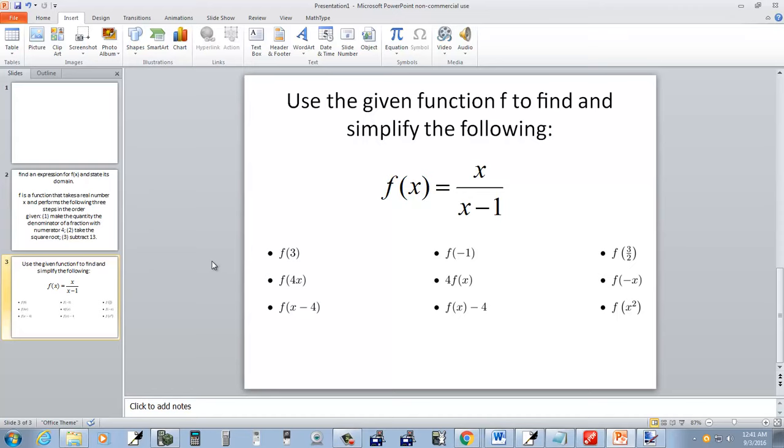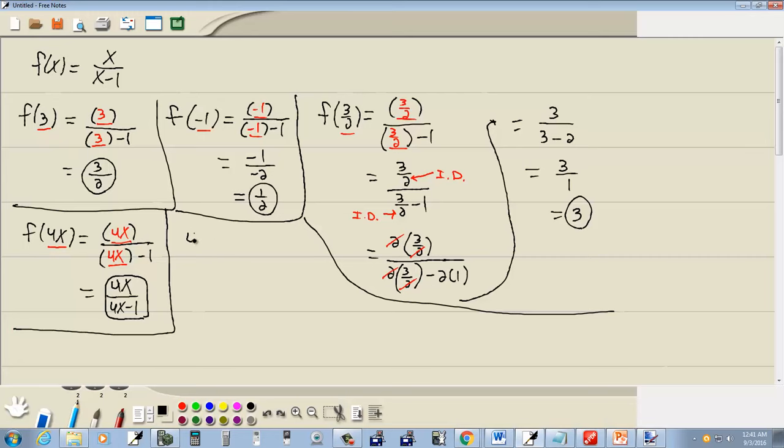Let's see. Next one is 4 times f of x. This is not evaluating a function. What we're going to do here is replace the f of x in our problem with whatever f of x equals. So we're going to put x over x minus 1 in where the f of x was. Now 4 times x is 4x over x minus 1. And that's our answer.